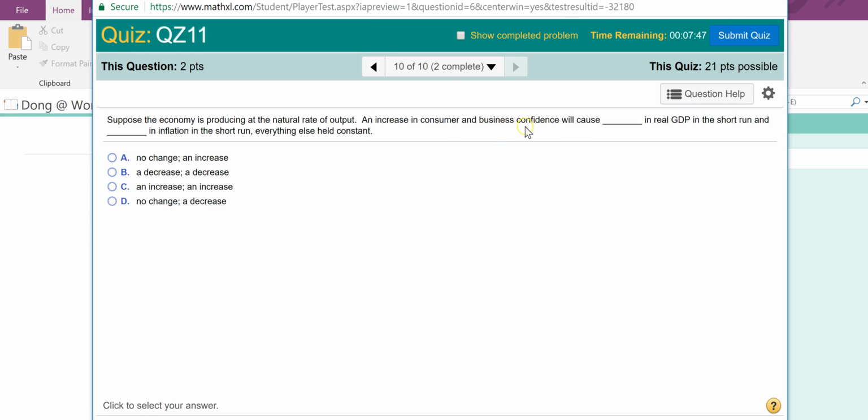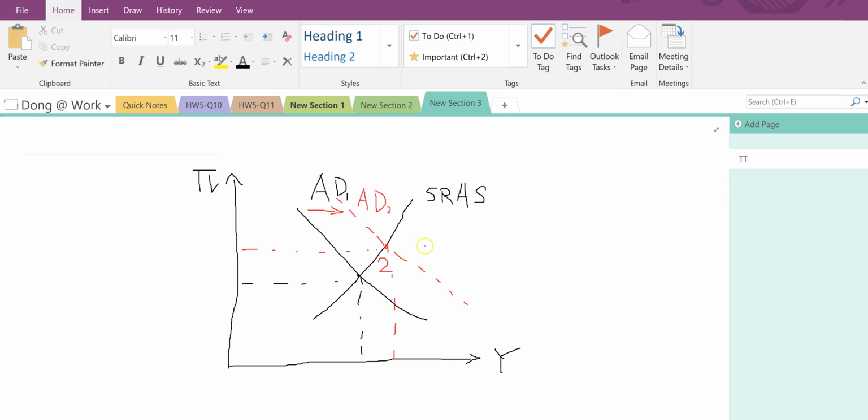So that's the effect. The shock will cause an increase in real GDP in the short run and an increase in inflation in the short run, everything else held constant. So both are increased. We choose C. But we have to be careful.